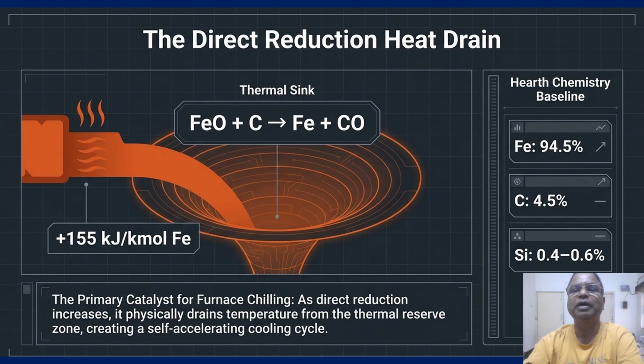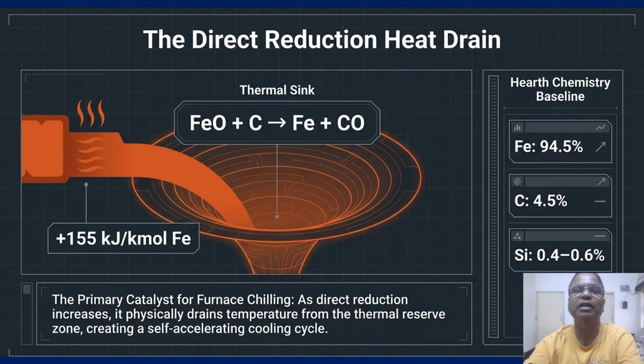So now, as you can see, the vortex is the direct reduction heat drain, as very clearly shown. FeO plus C equals Fe plus CO, and in the process a lot of heat is getting absorbed. The equation is a thermal sink that requires 155 kilojoules per kilomole of iron. So this is the primary catalyst for the furnace chilling or freezing, or coldness, we can say. So when direct reduction increases, it physically drains temperature from your thermal reserve zone, creating a self-accelerating cooling cycle.